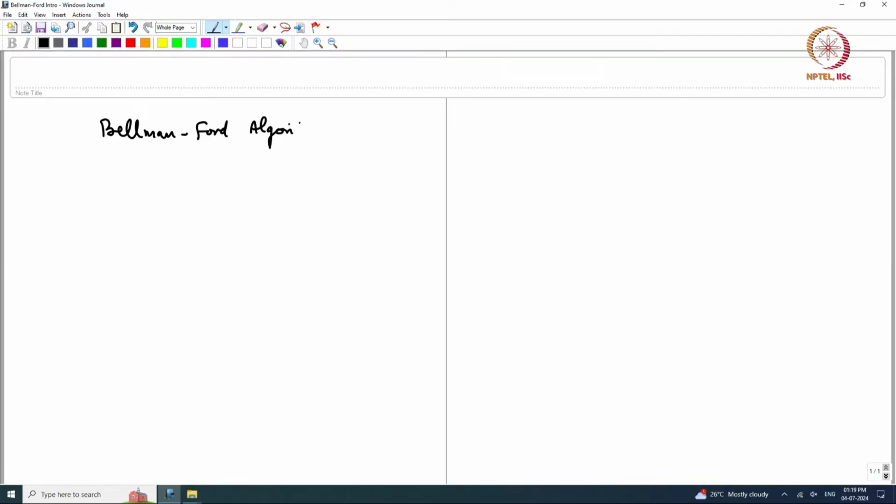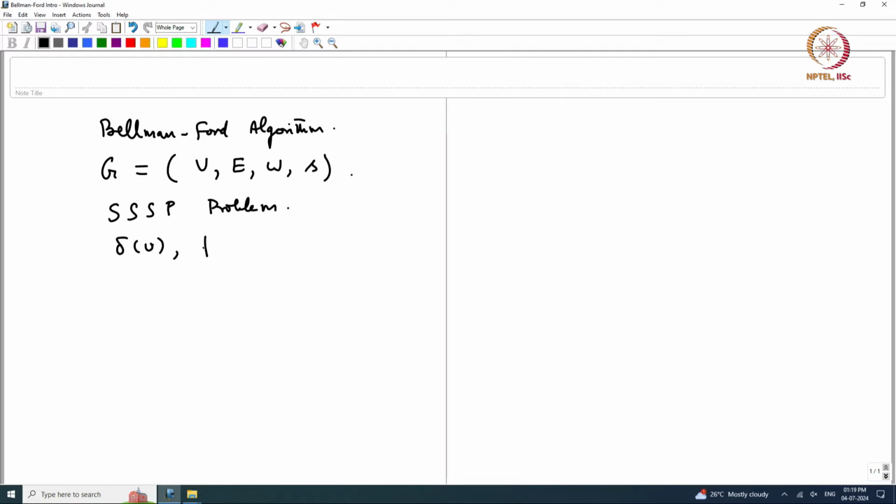We will now begin our discussions on the Bellman Ford algorithm. So, we are going to work on a graph G which has a vertex set V, edge set E, weight function W, and a source S. We are interested in solving the single source shortest path problem. That means we have to find out delta V and parent of V for every vertex V.